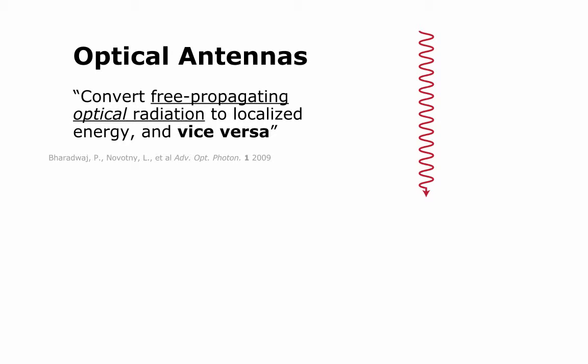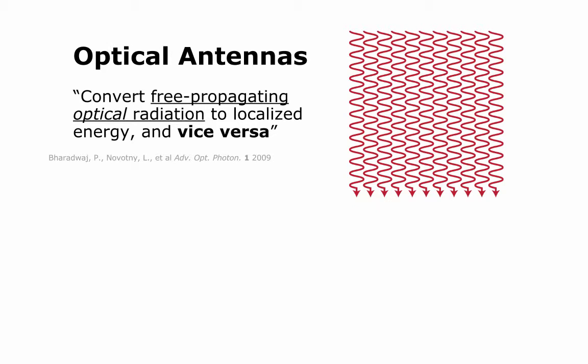Free propagating optical radiation just means light. Importantly, the kind of light that we are used to in everyday lives. It is freely moving through space. It is propagating. Now in practice, you don't just have one light wave, you have a lot. So what happens when you put an optical antenna in the path of all this light? Well, as the definition tells us, it converts that free propagating optical radiation into localized energy.